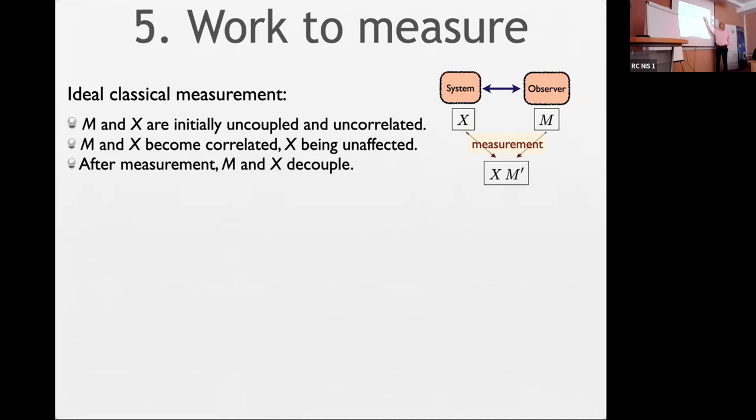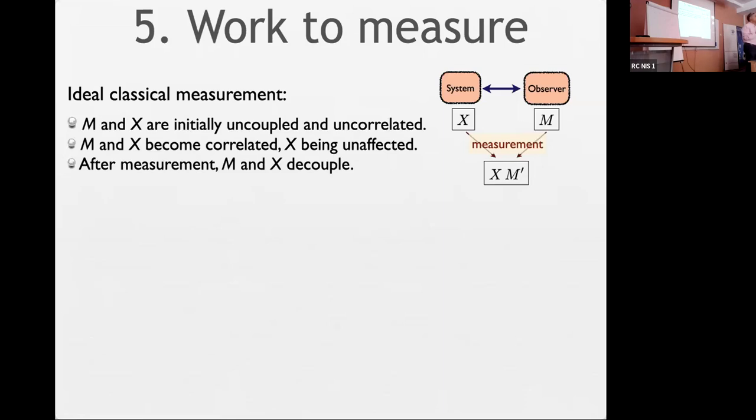And of course, this can be more complicated than the Szilard engine. This is the outcome of the measurement. We will assume that it's discrete because it's easier, but it can even be continuous. You can have a pointer, a measurement device, and M can be it. We will also assume that initially the two are uncorrelated and uncoupled, so there is no interaction between the two. This is a typical assumption. After the measurement, they become correlated. But this is the idea of a classical measurement: the system is not affected by the measurement.